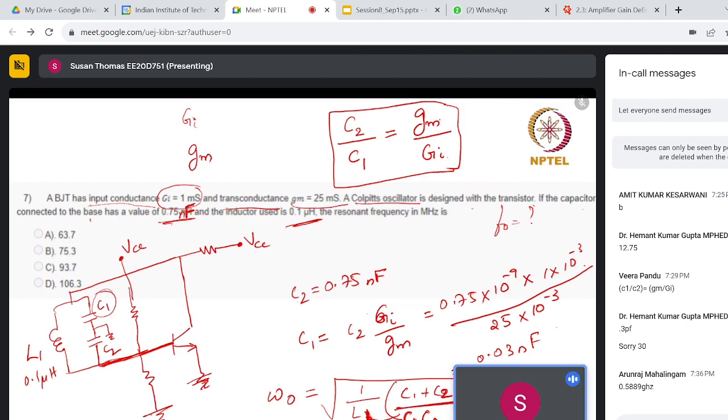I think there might be some mistake here. So please verify. The final answer is 93.7 megahertz. You should be able to get this, I think. Mostly you should be getting. I request you guys to try.